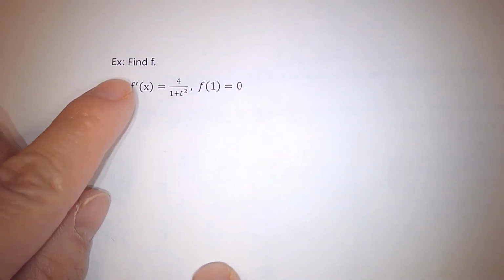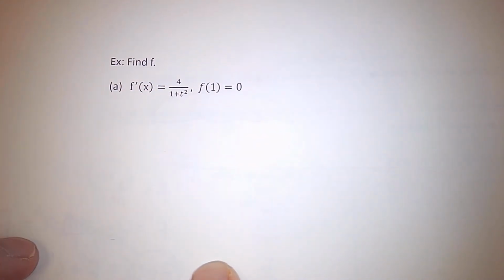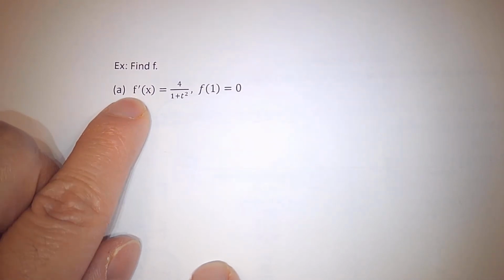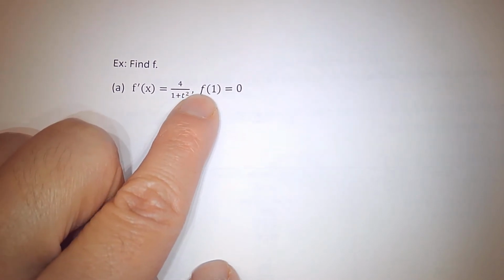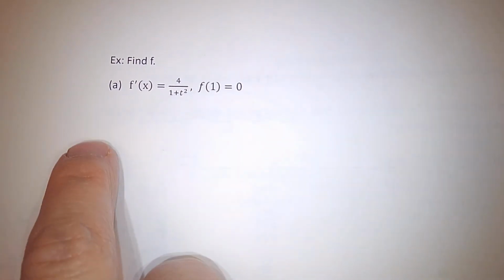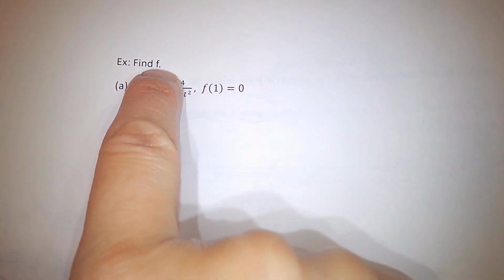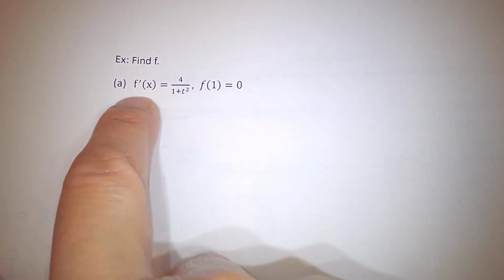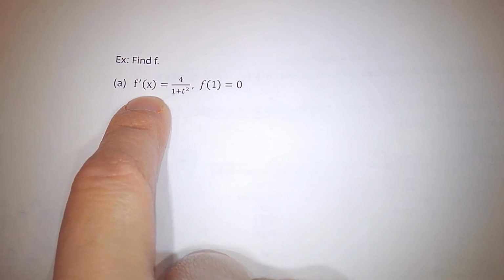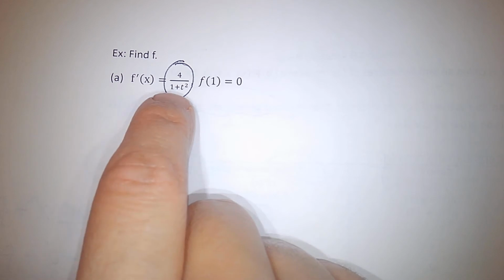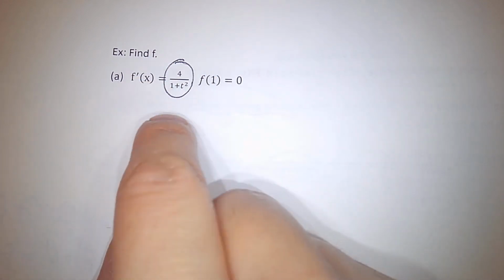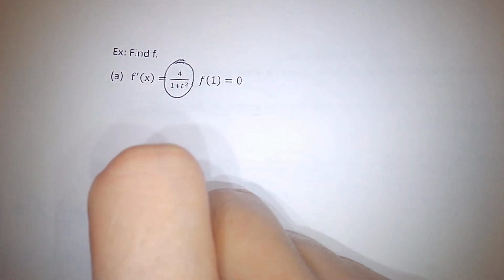Find lowercase f if the derivative of f is given by this, and we also know lowercase f of 1 equals 0. Here, lowercase f is the antiderivative of what? f prime. You guys agree with that? Because lowercase f's derivative equals this. So finding lowercase f is the same thing as finding the antiderivative of this function.